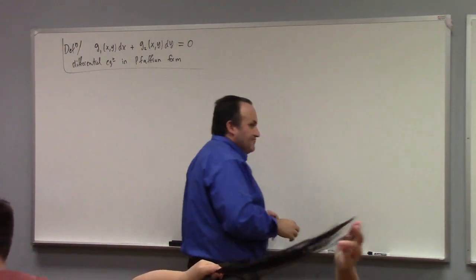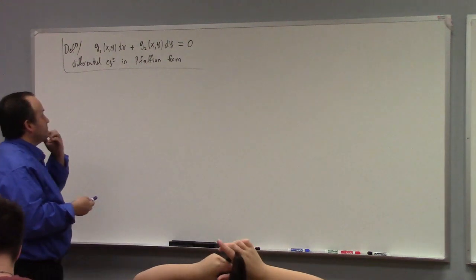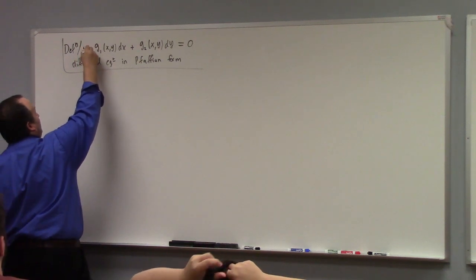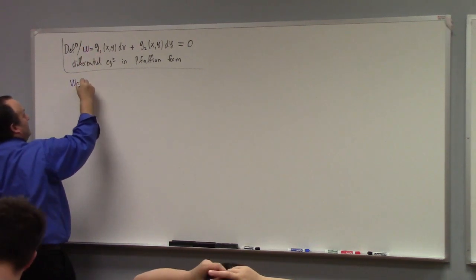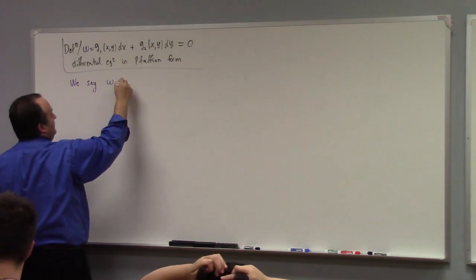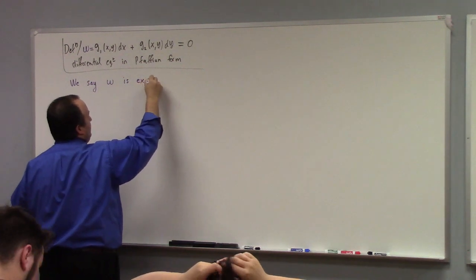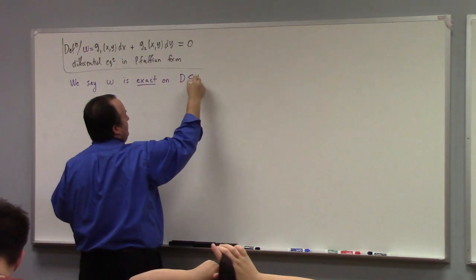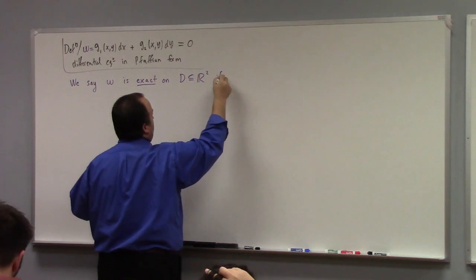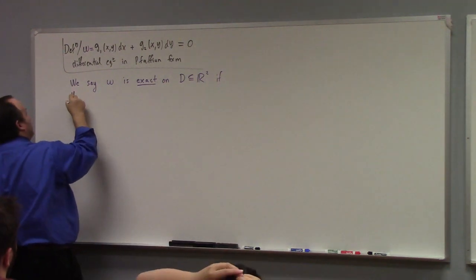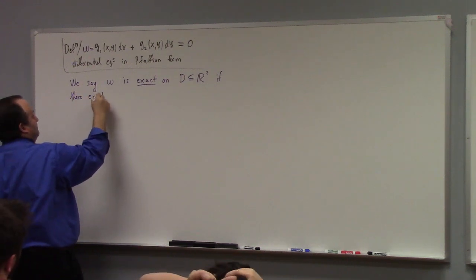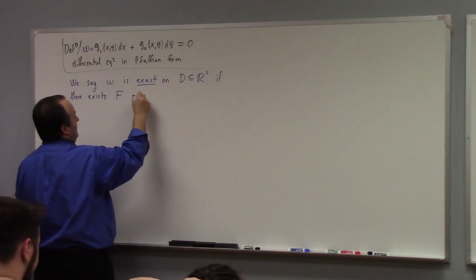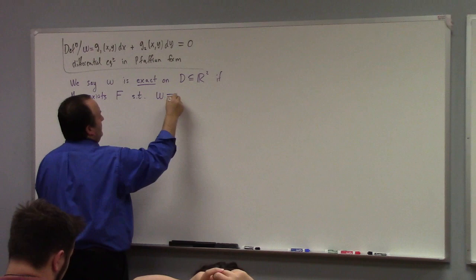Anyway, so this kind of differential equation, let me call this whole expression here omega, just for the sake of not writing that all again. So we say omega is exact on, let's say, D, which is some subset of R2, if there exists some big function, let's say f, such that omega is equal to df.